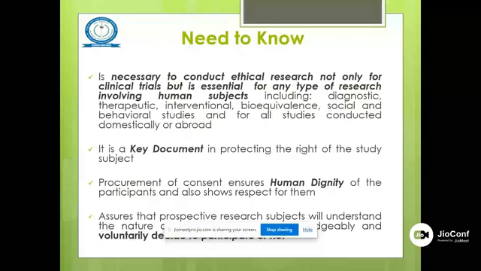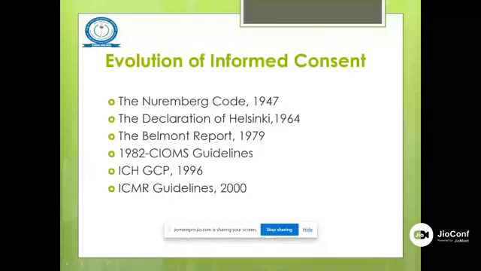And it's a key document in protecting the rights of the study subject. Now, procurement of the consent ensures human dignity of the participant and also shows respect for them, in that participants exercise their right in a sense. So it assures that prospective research subjects will understand the nature of the research and will knowledgeably and voluntarily decide to participate or not. So this decision of participation in a trial is purely voluntary. So let's see how this informed consent has evolved.